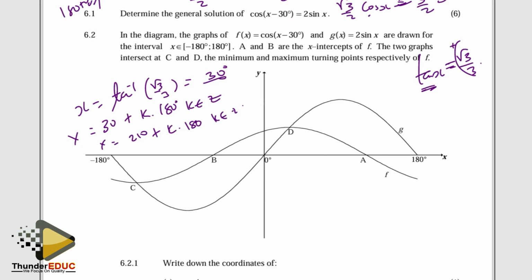6.2, with the graphs. The diagram, the graph f of x is this, g of x is that, and drawn between negative 1, 8 and positive, a, b, x intercepts of f, the two graphs intersect at c. Okay, and b as seen. Minimum and maximum turning points, respectively.